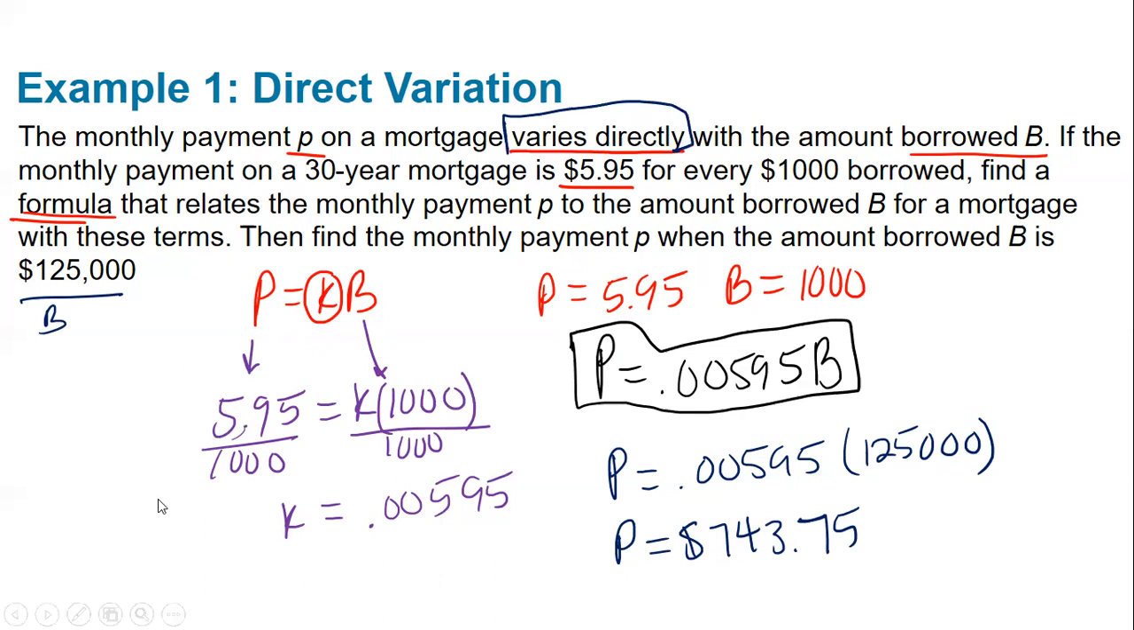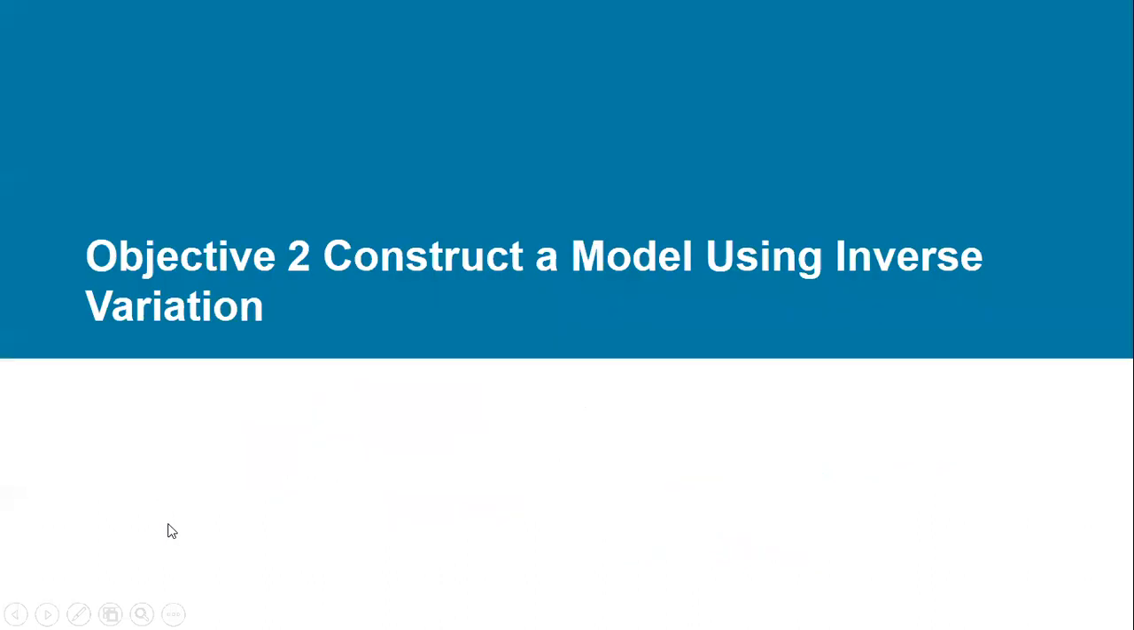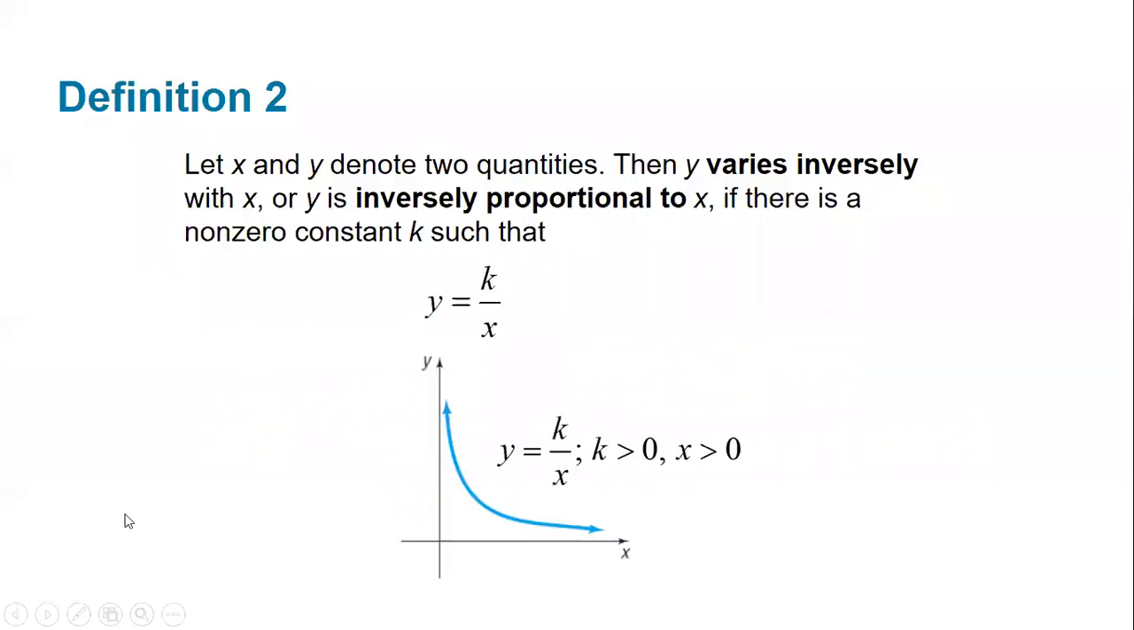So then we're going to learn about inverse variation or indirect variation, depending on who you're talking to. So definition 2: we let X and Y denote 2 quantities. Then Y varies inversely with X, or Y is inversely proportional to X, if there is a non-zero constant K such that the model here is Y equals K divided by X.